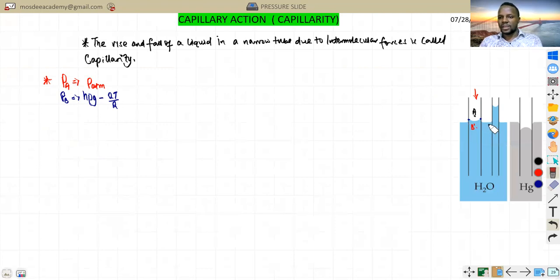Now, I'm taking another point, which is exactly here. I call it point C, exactly on the same horizontal line as this. Now, let's consider the pressure at point C. We don't need to waste our time because we have already talked about this. We know that the pressure at point C, because it is on the same horizontal line and facing this, must be equal to this, which is P atmospheric.